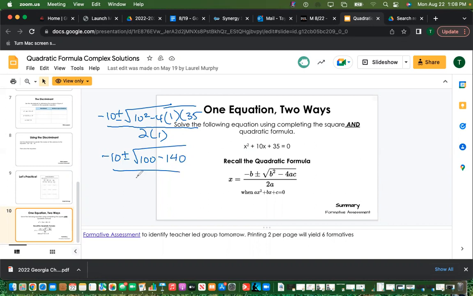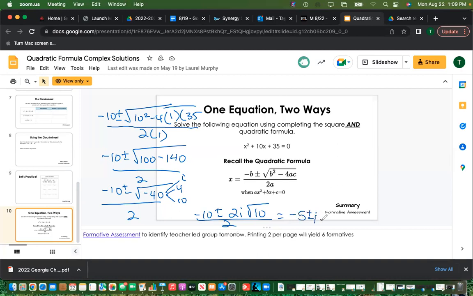Okay. In the bottom, we'll have 2. So negative 10 plus or minus the square root of negative 40 divided by 2. Now we can simplify this, okay? So this is going to be broken down into 4 and 10 and i. And so this is going to give us negative 10 plus or minus 4i, or 2i, because we're going to take that out, square root of 10 over 2. Everything on the outside is divisible by 2. Our final answer will be negative 5 plus or minus i square root of 10.